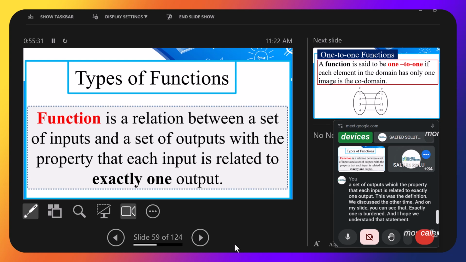Okay. So having understood that, I would like us to guess the types of functions that we have or we can speak of. Looking at the type of relations, we did types of relations and we went through the explanations. Relations. Bernice.